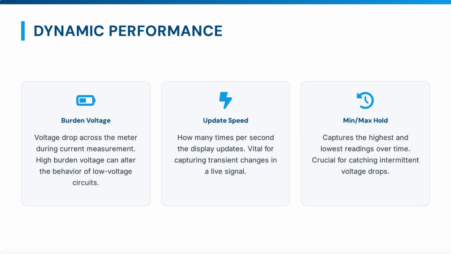Update speed. The number of times per second the display refreshes its reading, which is essential for capturing fast, transient changes in a live signal. Min/max hold. A function that records and displays the highest and lowest recorded measurements over a set period to catch intermittent voltage drops or spikes.